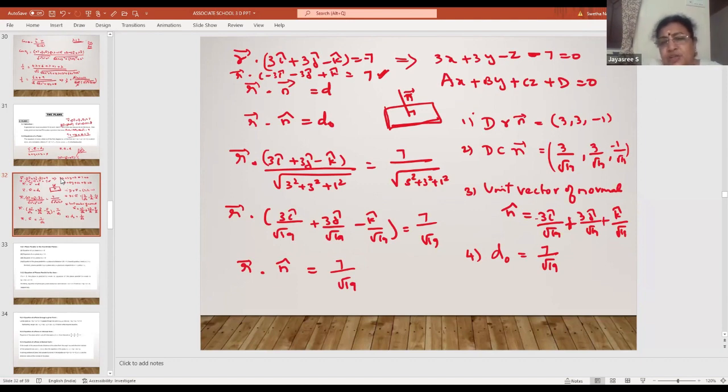And the fifth question we have to train here is the foot of the perpendicular from the origin. That gives you L D naught, M D naught, N D naught. Here we have L, M and N, the direction cosines, and here we have D naught. So L D naught, M D naught, N D naught.